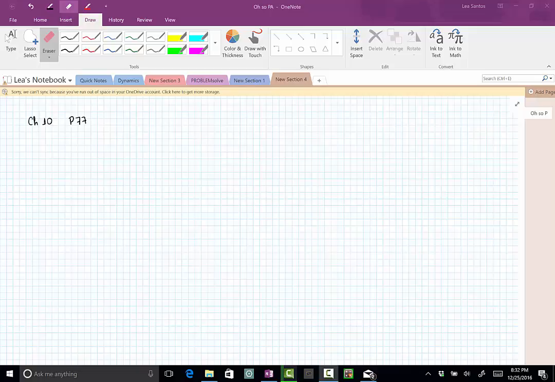So this is problem 77, chapter 10 of Giancoli 6th edition. So what we have is a piece of wood that is floating in water. Okay, so let me make my drawing here. I have this piece of wood which floats in water.